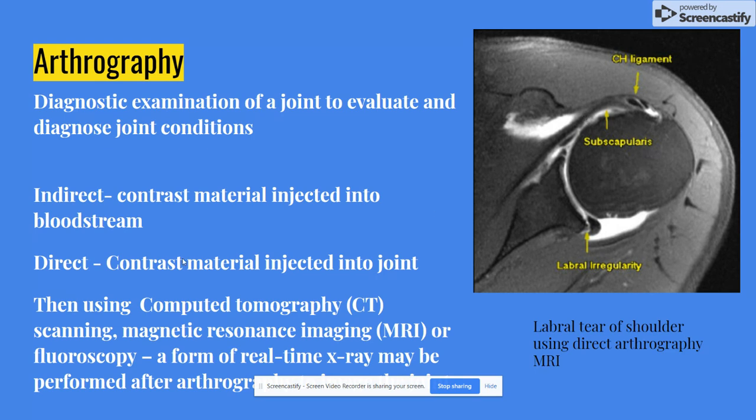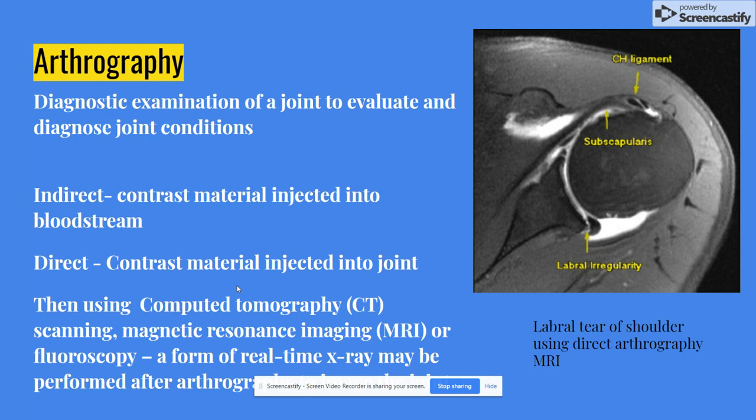So arthrography, it can be indirect. We're going to inject that contrast material into the bloodstream, or it can be direct, where we're going to inject the contrast material directly into the joint. Right, so Miss A, what's contrast material? Contrast material is just going to be a type of dye. It's going to be something that's going to show up on that CT, MRI, or fluoroscopy. It's a really good way that our radiologists can see and detect what's going on.